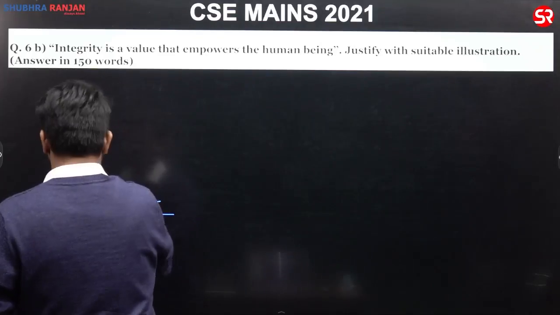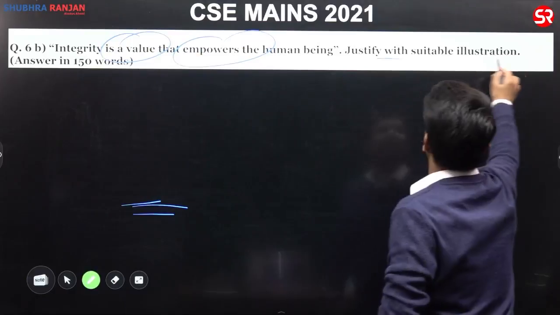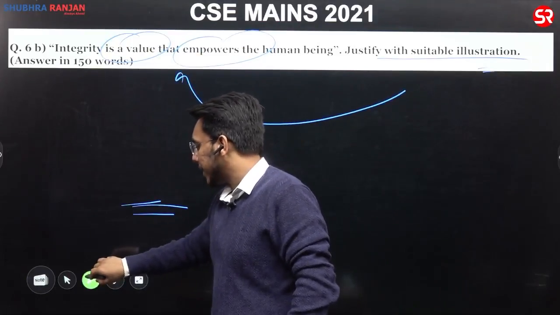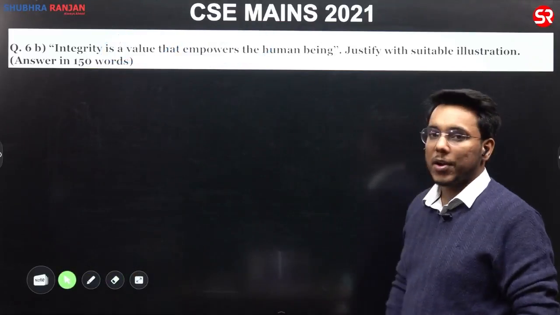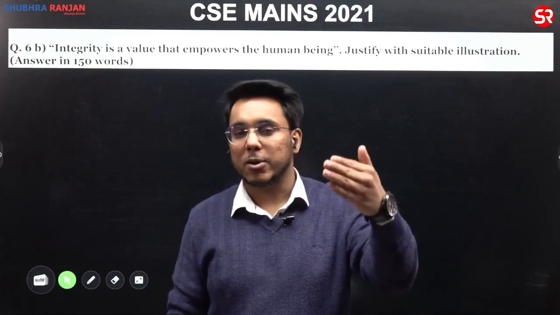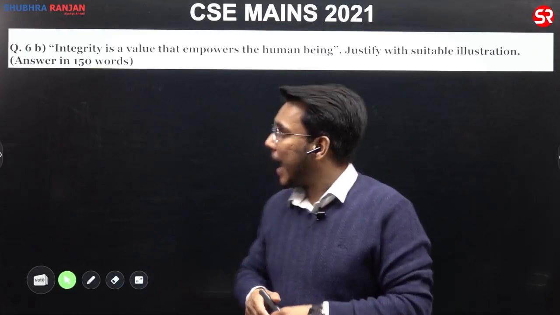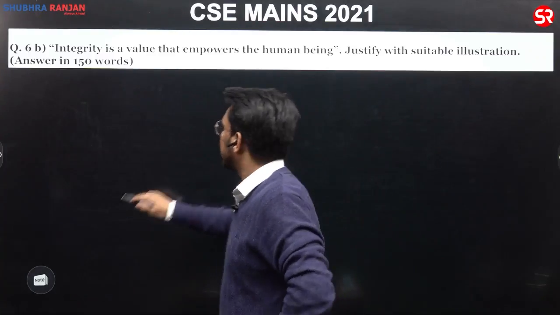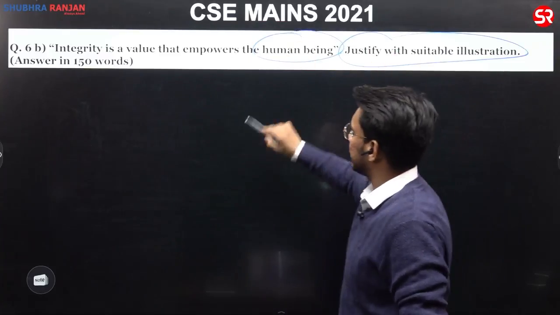Question 6b. Integrity is a value that empowers the human being. Justify with a suitable illustration. Already we have seen what we mean by integrity in question number 1 as well as question 1b. Now, integrity empowers the human being. Justify with suitable illustrations.